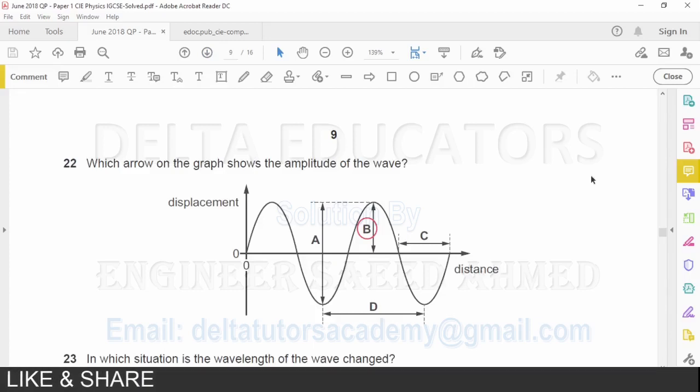Question number 22. Which arrow on the graph shows the amplitude of the wave? Amplitude is the distance from the mean position to the peak position. Mean to peak position, it is represented by B. So our correct option is option B. D, the distance between two consecutive troughs, is called wavelength. C is a half wavelength, and A is 2 times the amplitude. Here it is asked what is amplitude. So amplitude is represented in option B. So correct option is option B.